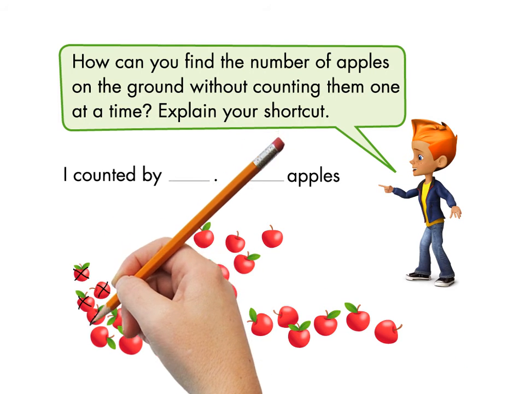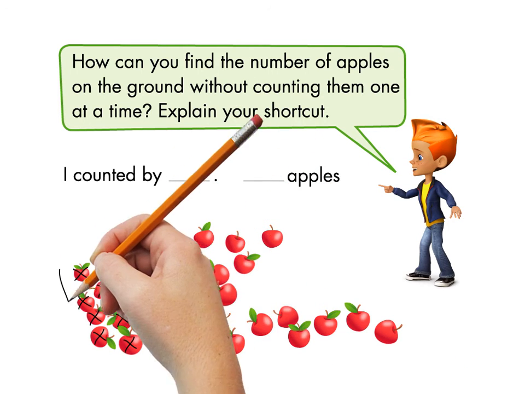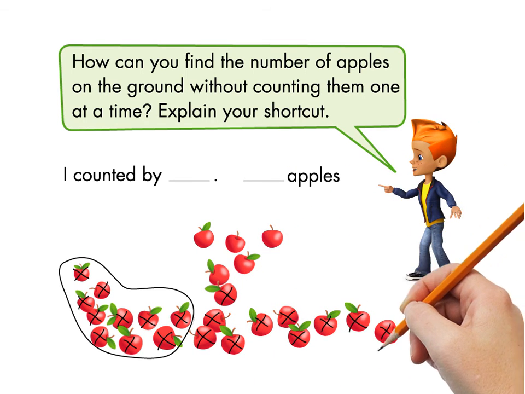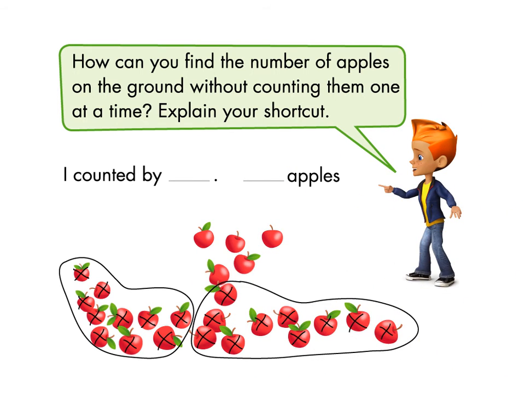To help them keep track of the apples in a group, have them count 10 apples, crossing off each apple as they count it. Then have them draw a ring around the group of 10. These students are now ready to count the groups of apples by tens and the leftover apples by ones.